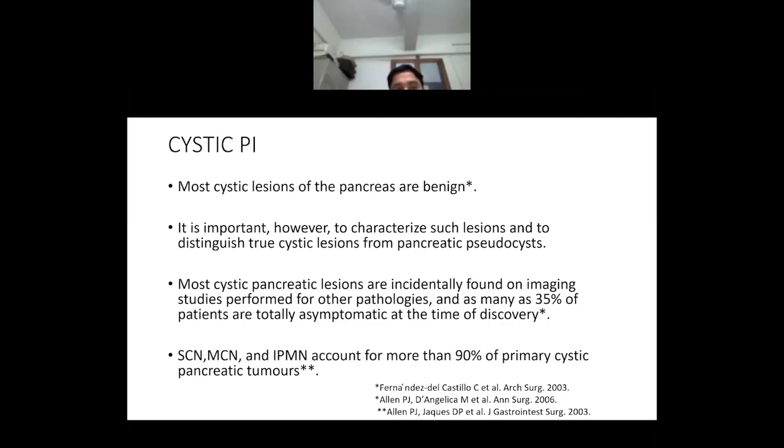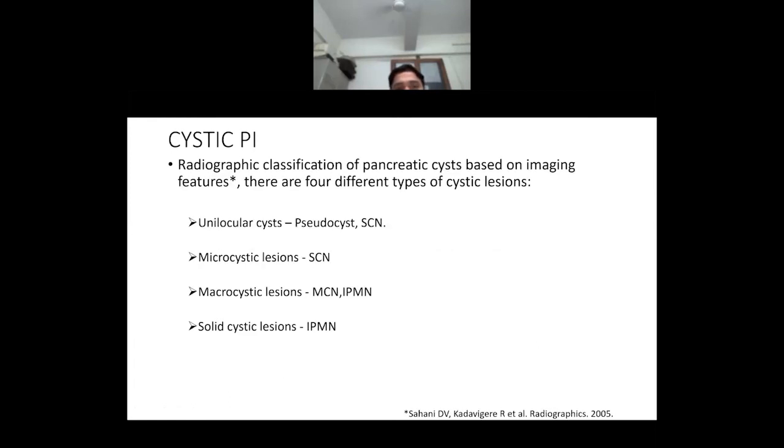Serous cystic neoplasms, mucinous cystic neoplasms, and intraductal papillary mucinous neoplasms account for the majority of cases, more than 90% of primary cystic pancreatic tumors. Radiographic classification of pancreatic cystic neoplasm is based on imaging features. There are 4 different types of cystic lesions: unilocular cyst, mostly pseudocyst, and serous cystadenomas present as unilocular cyst, and microcystic lesions, serous cystic neoplasms present as a microcystic lesion.